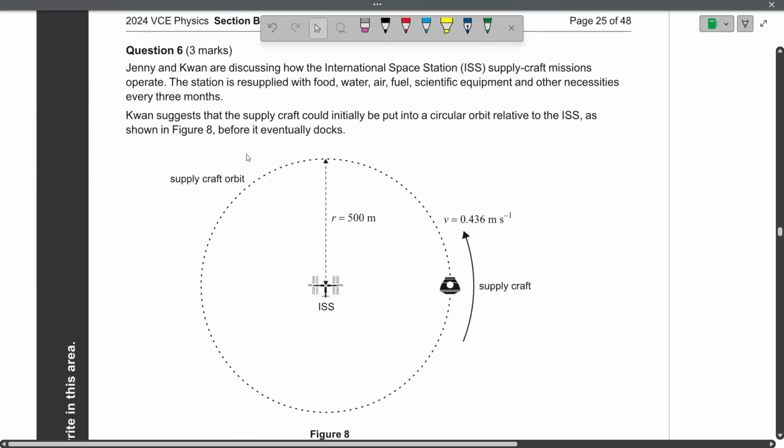Question 6. Jenny and Kwan are discussing how the International Space Station ISS supply craft missions operate. The station is resupplied with food, water, air, fuel, scientific equipment, and other necessities every 3 months. Kwan suggests that the supply craft could initially be put into circular orbit relative to the ISS, as shown in Figure 8, before it eventually docks.